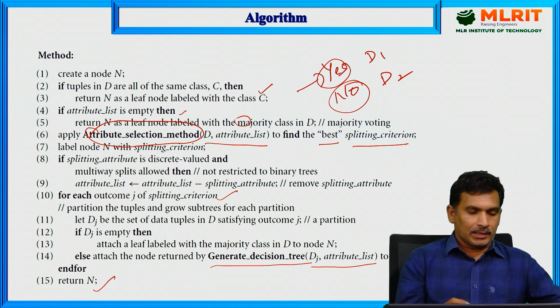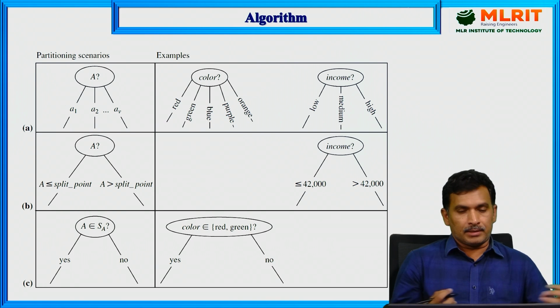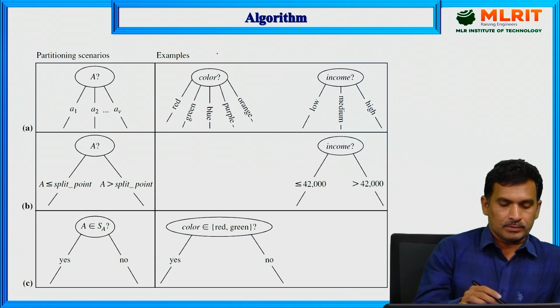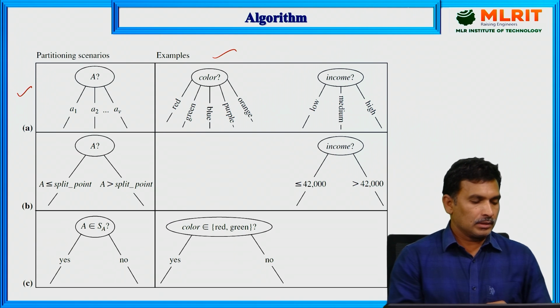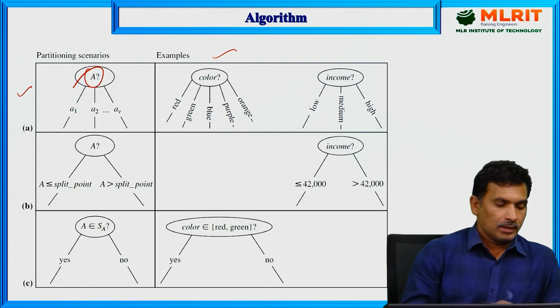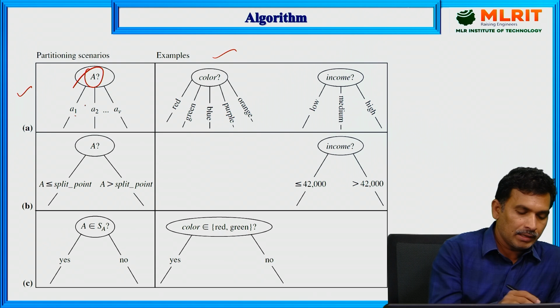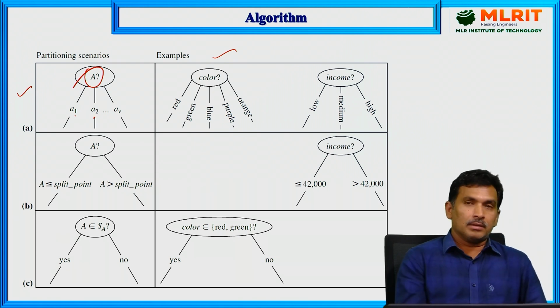So let us quickly see. As I said, there are three possible cases, depending on whether the splitting attribute is discrete valued, continuous valued, or discrete and binary. Here you can see the partitioning scenarios and examples. In the first case, A shows that a discrete attribute A is an attribute in this data set D, and it has V possible values, A1, A2, and so on up to AV. There are V unique values under this attribute.